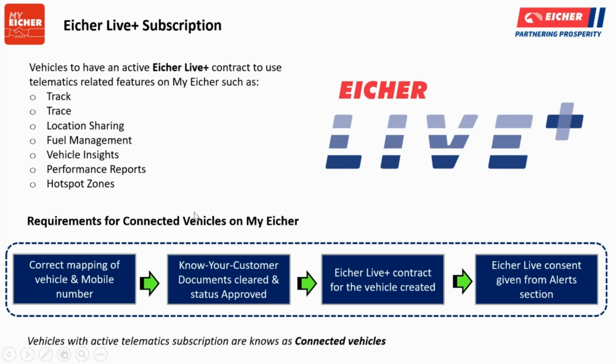So, the requirement for connected vehicles on MyShare is the mapping of the vehicle and the mobile number should be correct. The Know Your Customer, which is the KYC documents, should be cleared and status approved. The iShare Life contract for the vehicle to be created and iShare Life consent should be given from the alert section. Vehicles with an active telematics subscription are known as connected vehicles.